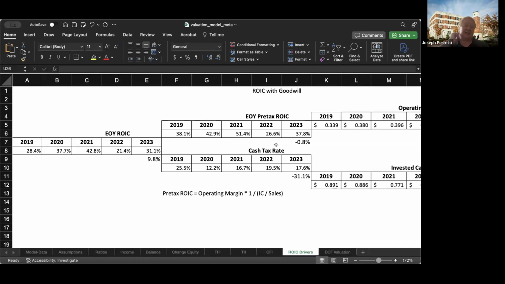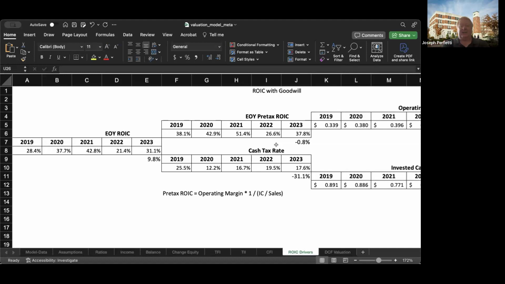Now, as we explain this, the first driver is the tax rate. Okay, so the tax rate in 2019 was 25.5%. By 2023, the tax rate had fallen to 17.6%. So over 5 years, Meta is paying less taxes, and that is one of the reasons why the after-tax ROIC went up. Okay, so we'd clearly identify that.